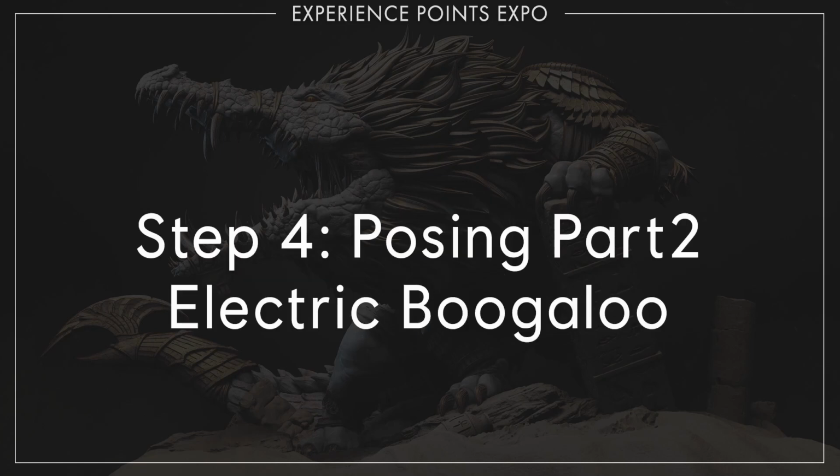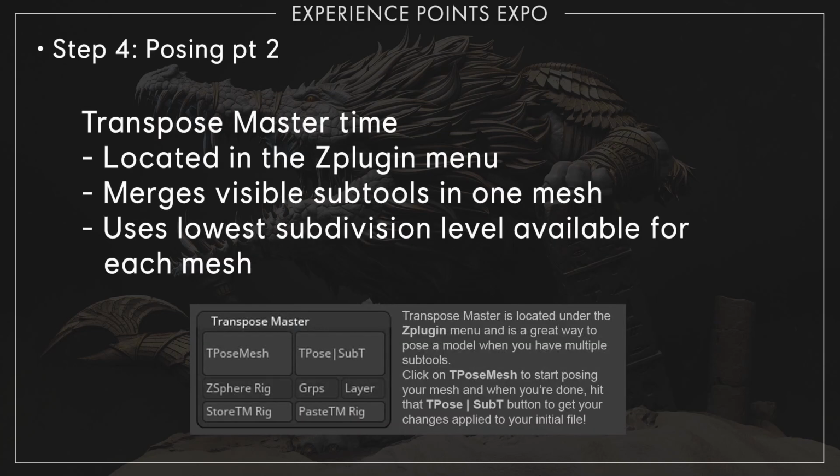So now it's posing part 2, electric boogaloo, but this one is the more interesting part because part 1 was just making a proxy mesh, I would say, like a blockout mesh of your sculpt, just to try to find a nice pose to put him in. But right now we are going to really pose our mesh.